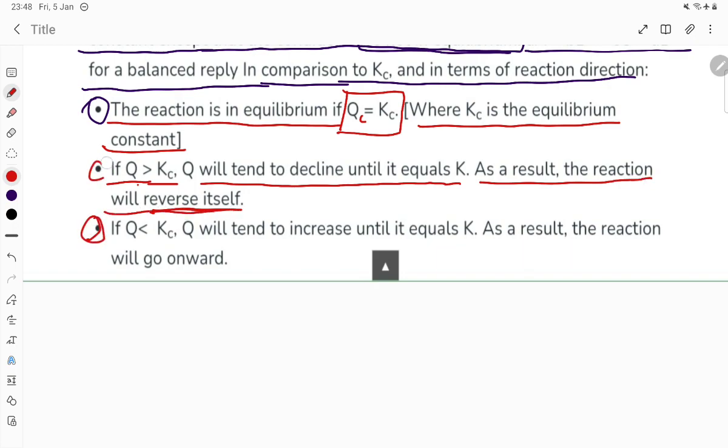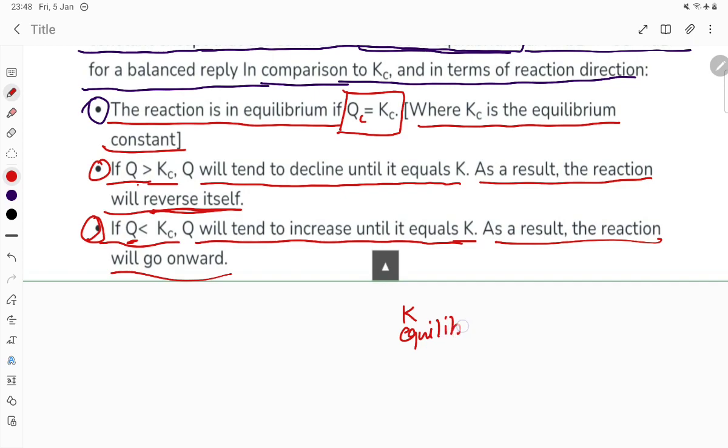Next one, student, what is the next one? If Q is less than Kc, Q will tend to increase until it equals K. So as a result, the reaction will go forward. Ultimately, you have to be in the condition of equilibrium.